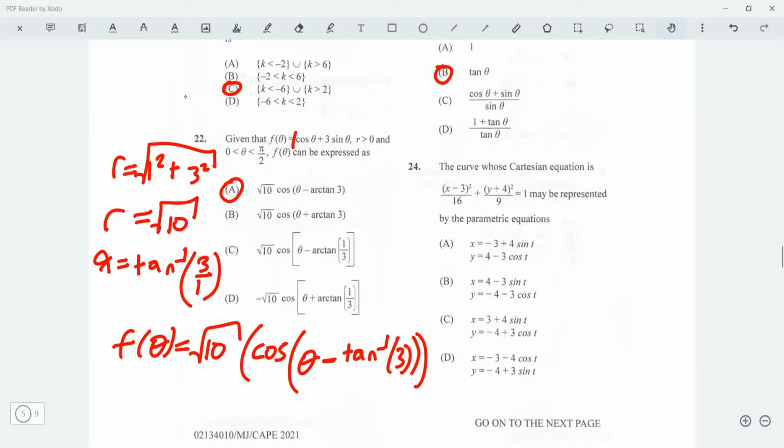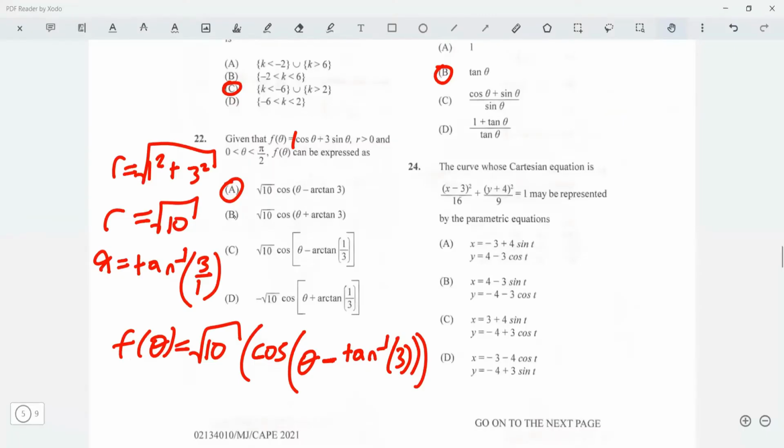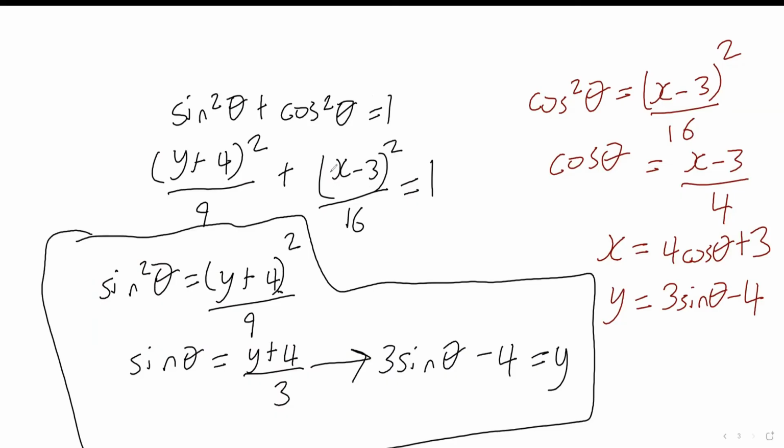Oh no, didn't you see what I did right here? As you can see, I took the sine squared to be with the y and the cos squared to be with the x. But in this option right here, they took it the opposite way. So it's the opposite way we're looking for. So this (x minus 3) all squared over 16 should have been sine squared. I'm just going to change the words right here.